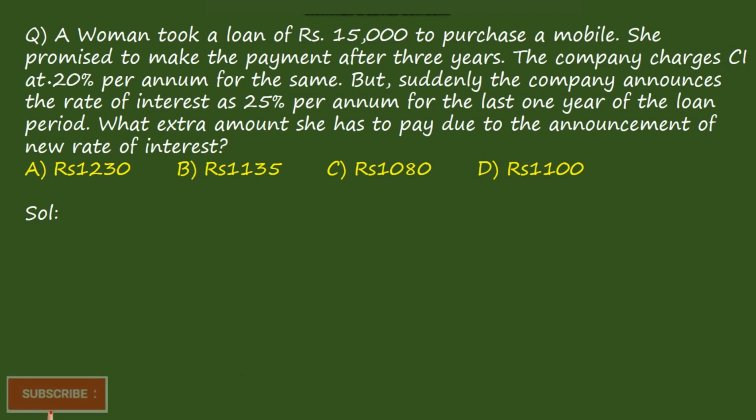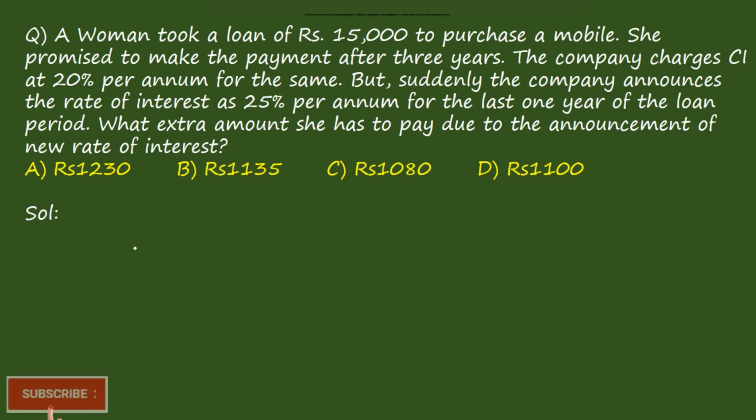Come to next question. The woman took a loan of rupees 15,000 to purchase a mobile. She promised to make a payment after 3 years. The company charged compound interest at 20% per annum for the same. But suddenly the company announces the rate of interest as 25% per annum for the last 1 year of the loan period. What extra amount she has to pay due to the announcement of a new rate of interest?